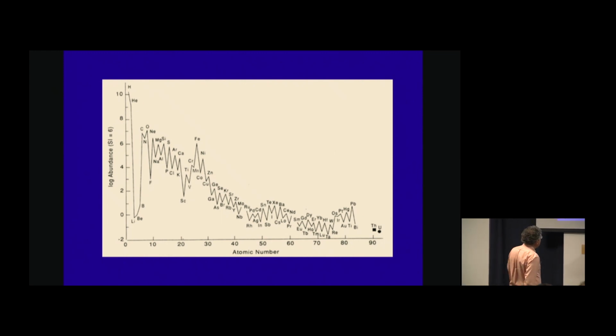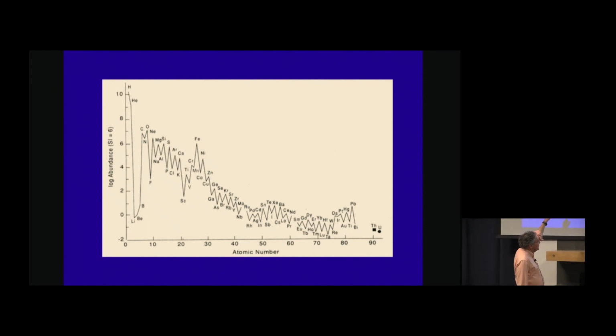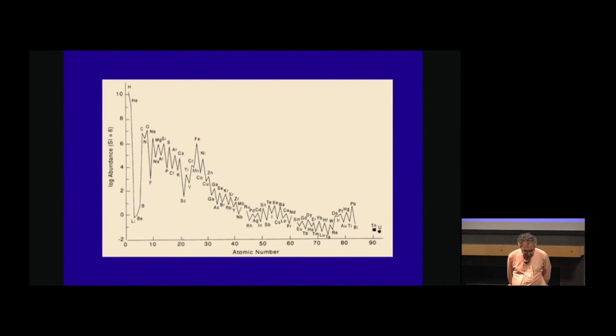And it's scaled, by the way, to silica at log 6. This is a log abundance scale. And then if you get to a hotter supernova, you will find a decay all the way out to 2 radioactive isotopes or elements. That's uranium and thorium.